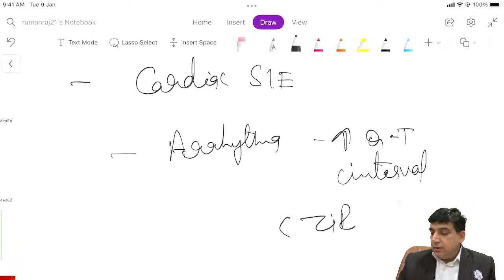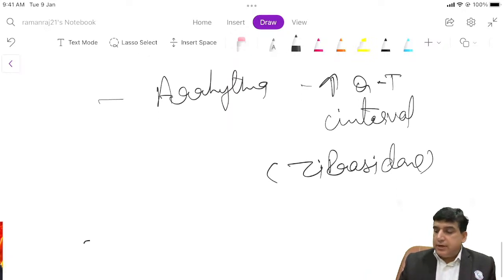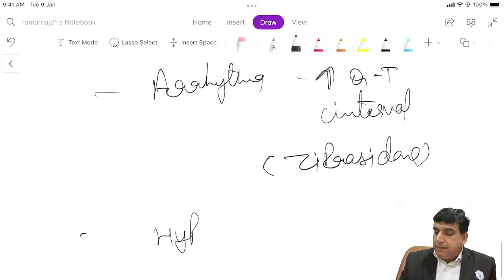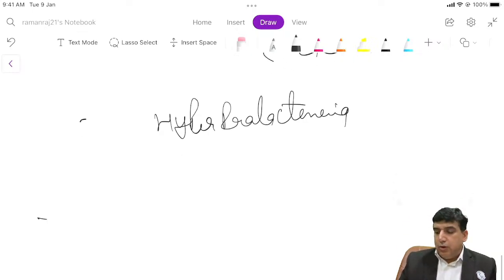Ziprasidone is an atypical antipsychotic which is most notorious for increasing the QT interval. Okay. And there is postural hypotension. Apart from that, there is hyperprolactinemia. Because of that, the person will have menstrual irregularities, infertility, gynecomastia, galactorrhea. These you know. The other important side effect is what?